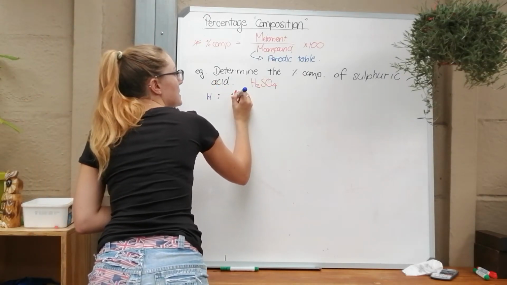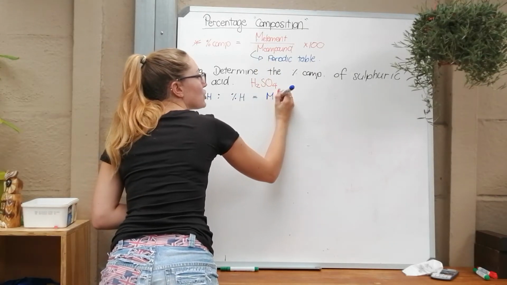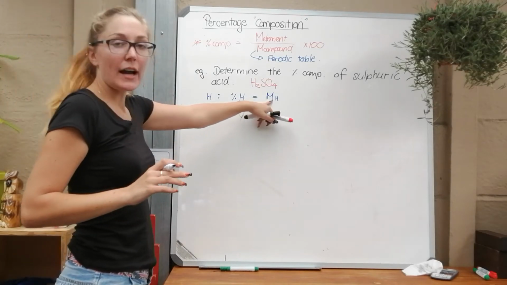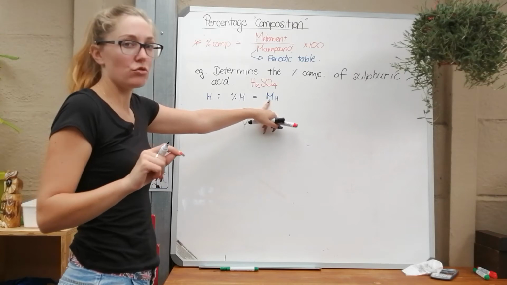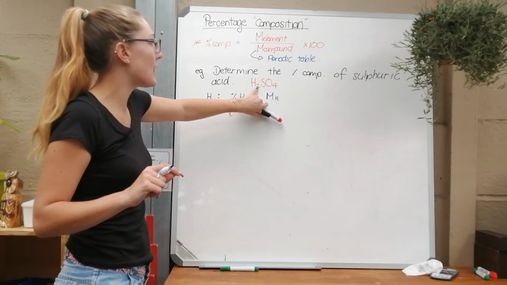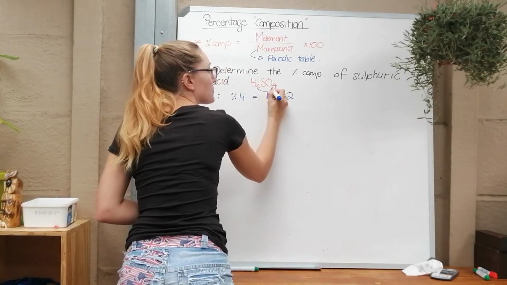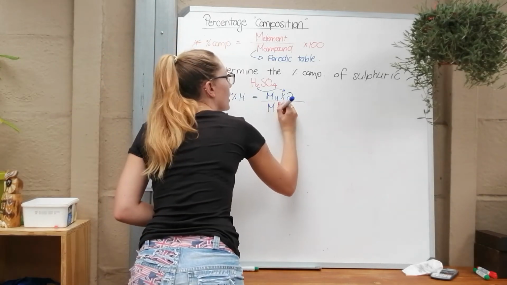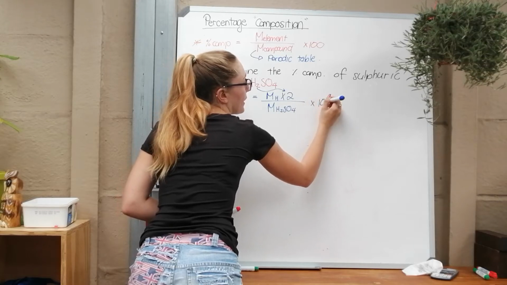The percentage hydrogen is the molar mass of hydrogen in our compound. Be careful. We know the molar mass of hydrogen is 1, but I don't only have 1 atom of hydrogen in here. I have 2. So you take the molar mass of hydrogen and multiply it by how many hydrogens you have, times 2. Then we divide that by the molar mass of H2SO4 and times that by 100.